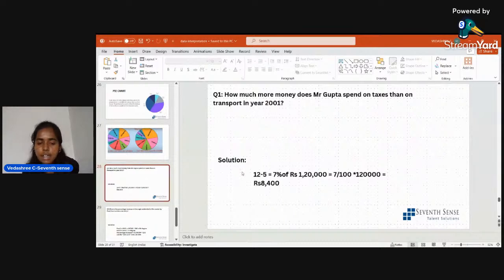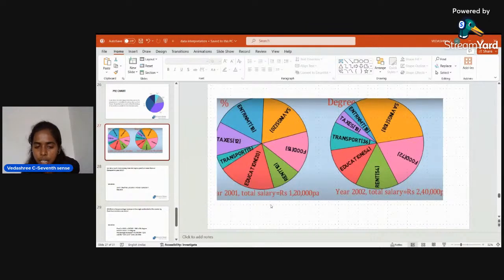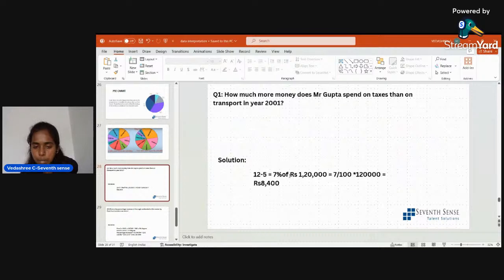So now we'll find the difference. 12 minus 5 is equal to 7 percentage, so 7 percentage of total salary. Total salary is 1 lakh 20,000. Then how will you calculate the percentage here? Just divide it by 100 into total value, right? So 7 divided by 100 into total income, that is 1 lakh 20,000.